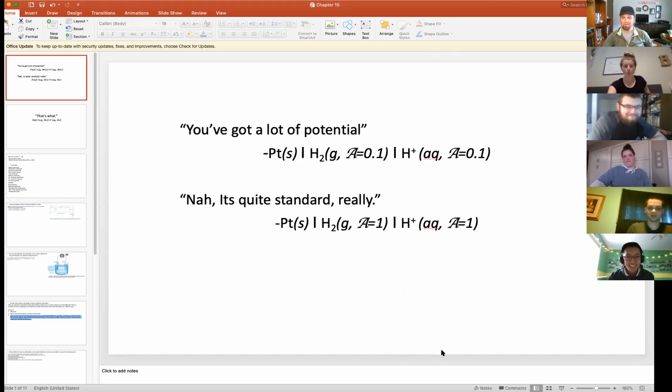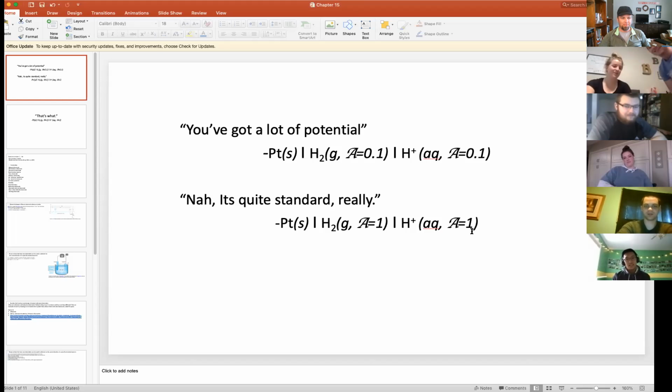So here's some good chemistry humor. Is it bad that I get it, but I only know it because you told me? Yeah, well, that's okay. The great thing about this one is that there's kind of like 2 jokes built into it. So on the top, of course, we have the non-standard hydrogen electrode, so just the He. So he said, you've got a lot of potential. And she said, nah, it's quite standard, really. That's pretty decent, I think.